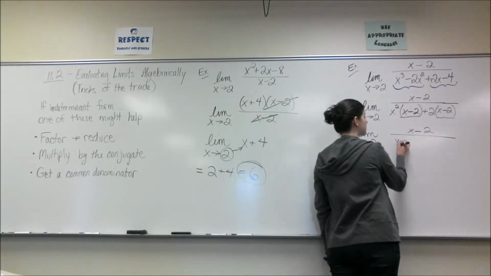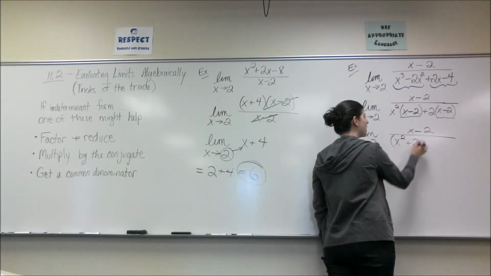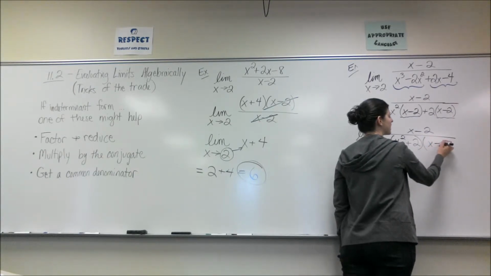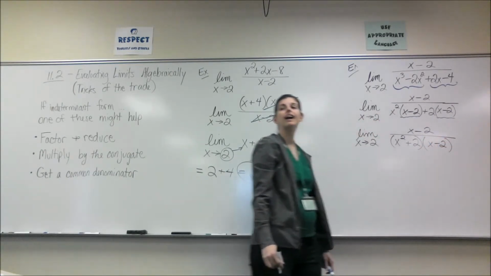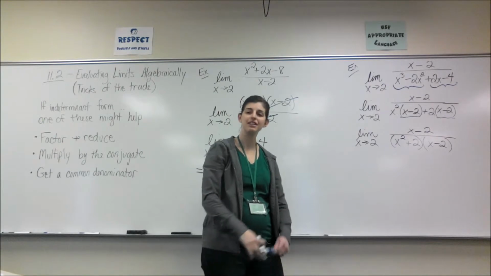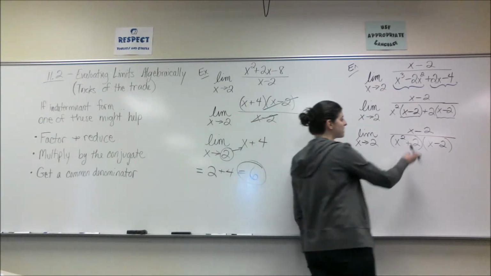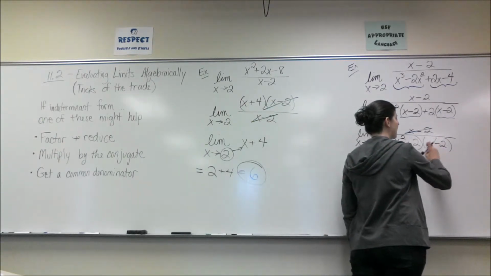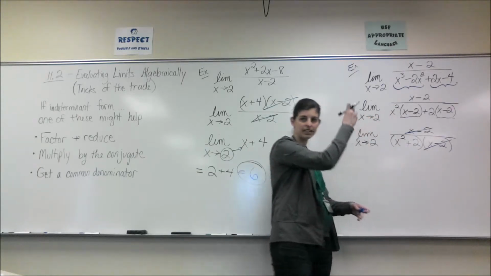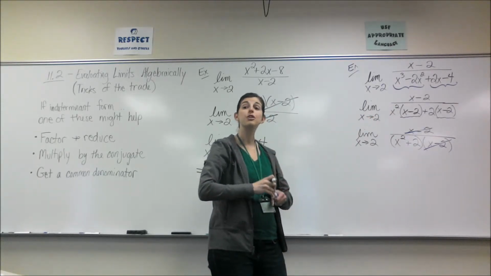Good. x squared plus 2, the quantity, times x minus 2. So now can you cancel? Yes, now you can reduce. You can cancel the x minus 2's all at the same time. It's not like you're canceling the x's. Then we just have 1 over, right? So then you get 1 over.